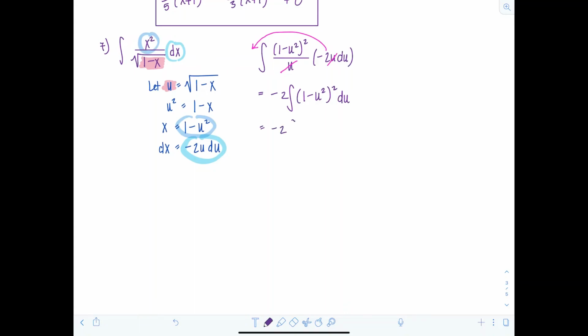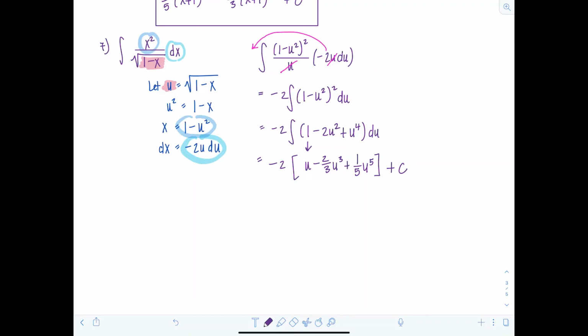So I have negative 2 times the integral of 1 minus 2u squared plus u to the 4th du. And then let's distribute that negative 2 through. Or no, let's anti-differentiate and then I'll distribute. Let's not make life too complicated. So negative 2, antiderivative of 1 is just going to be u. Antiderivative of negative 2u squared, that'll be negative 2/3 u cubed, plus 1/5 u to the 5th plus c.